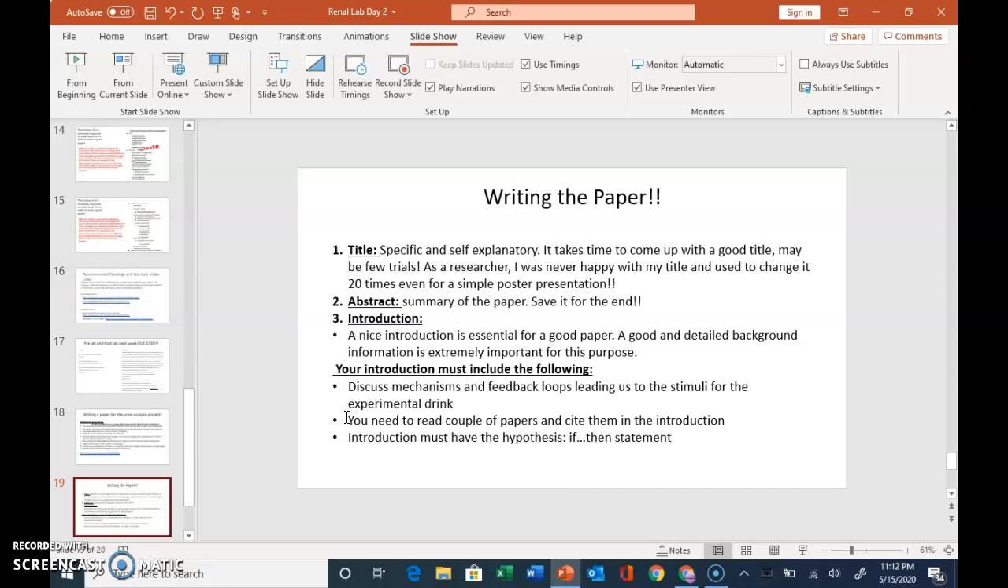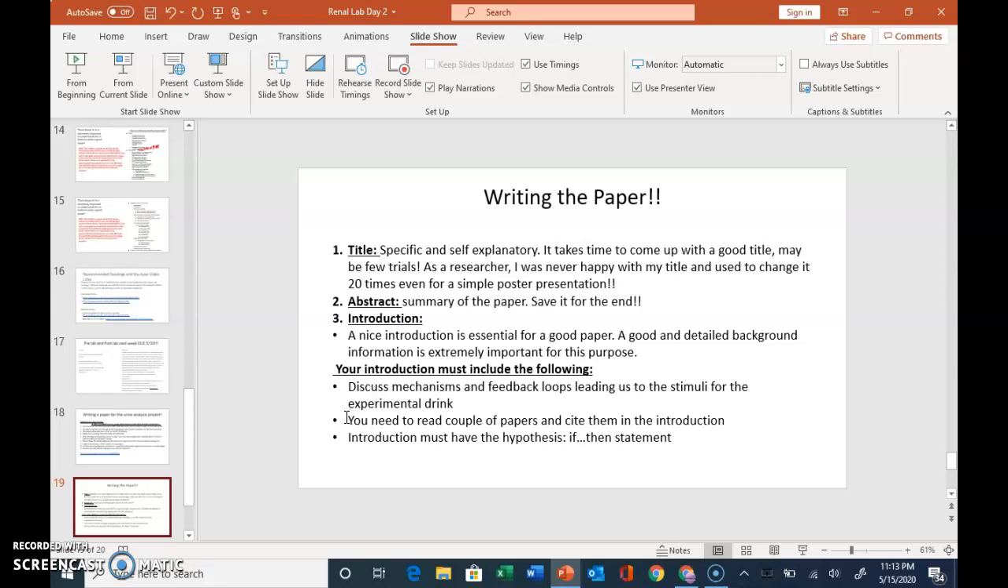Now, next to title, you will have an abstract, which is pretty much the summary of the paper. And since it's a summary, I recommend that you save it for the last, because after you put everything together, then you work on the abstract. Although a summary, the abstract is a super brief explanation of everything that you put in your paper.